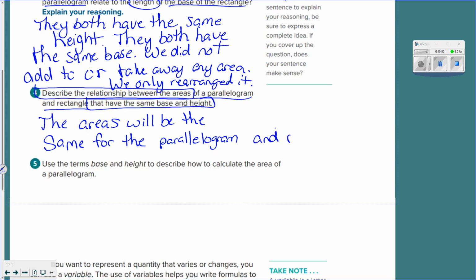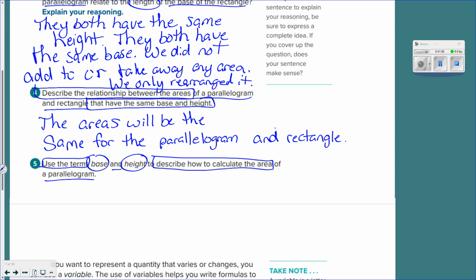All right, number five, use the terms base and height to describe how to calculate the area of a parallelogram. So what is our formula for area of a parallelogram? We did that on our doodle notes today. Not just base and height. What do we do? Base times height. And that equals what? Area with units squared.